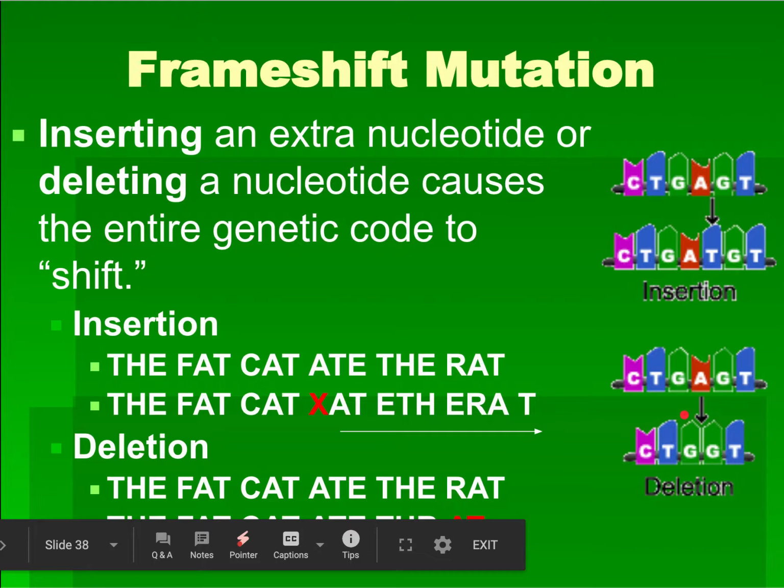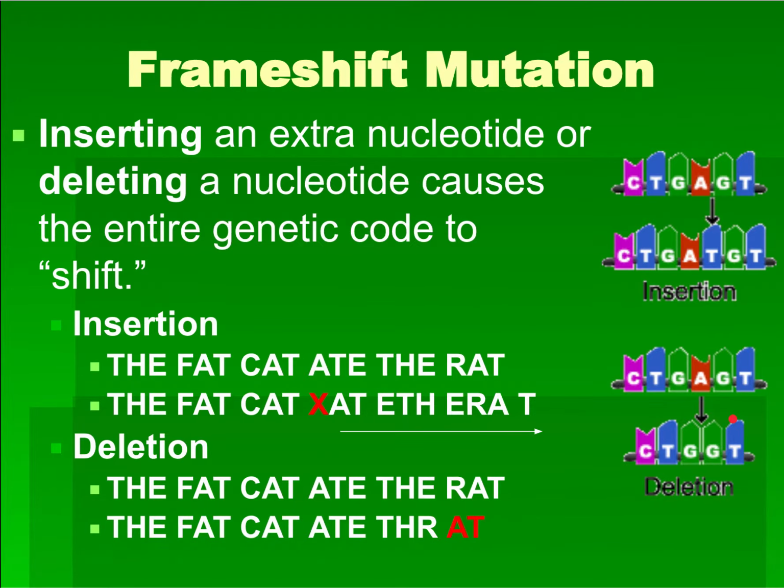Same thing with the deletion. You can see that this A is in between these two G's, but if we take that A out of the equation, we're going to be left with 5 nucleotides instead of 6. Therefore, we'll only have 1 amino acid that is translated at the end by the ribosome.